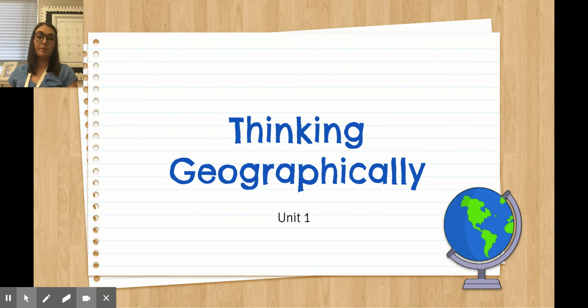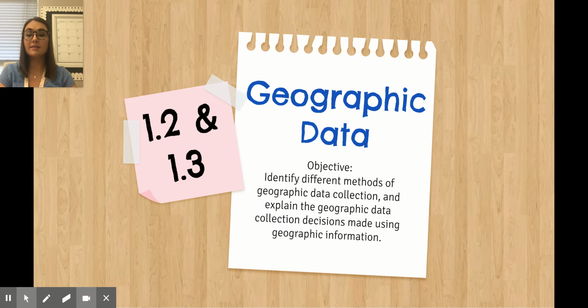And so, by the end of this lesson, you should be able to identify different methods of geographic data collection and explain the geographic data collection decisions made using geographic information. That's really fancy words for just saying you should be able to tell me how geographers collect the data and how that data is used and why it's important.